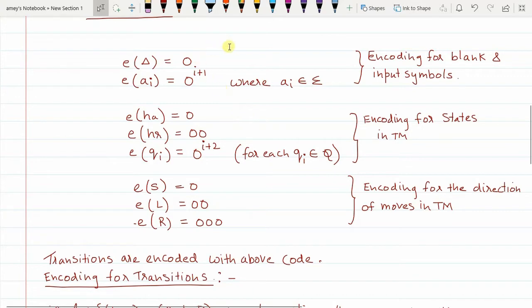Okay, let's go one by one. The first one, encoding function for a blank symbol. You may write it as delta. Your textbook writes it as square, so you can write it as a square. Or some textbooks use a capital B, and some use hash. All these are blank symbols. The encoding function for the blank symbol is a single zero. So whenever the encoding function is applied to the blank symbol, you will get a single zero as a string.